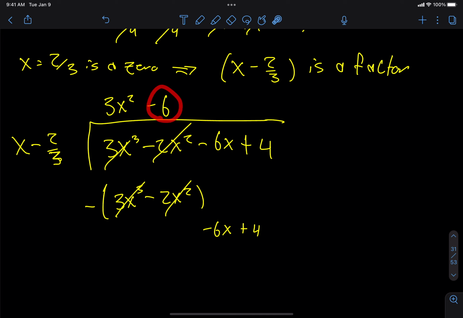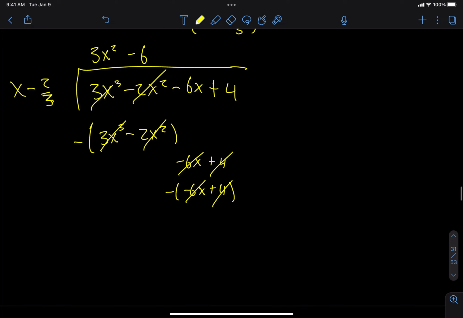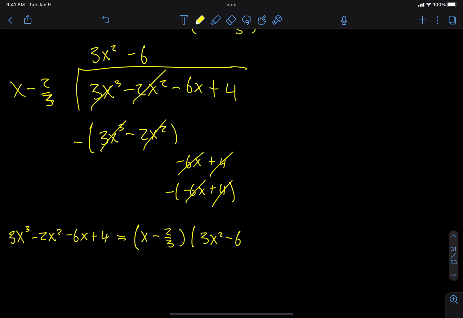Yeah, I need to do negative 6 so that negative 6 multiplied with x will give us negative 6x. So we subtract negative 6x plus 4, and hey, it worked out nicely. And we're left with the following. So this is all to say that 3x cubed minus 2x squared minus 6x plus 4 can be rewritten as the product of x minus 2/3 times 3x squared minus 6.